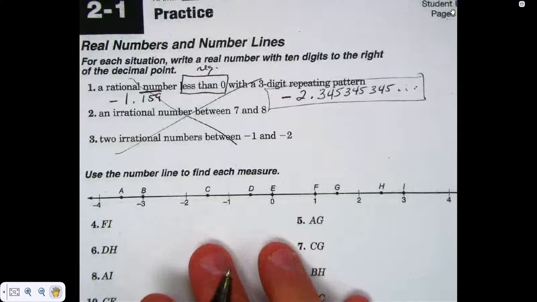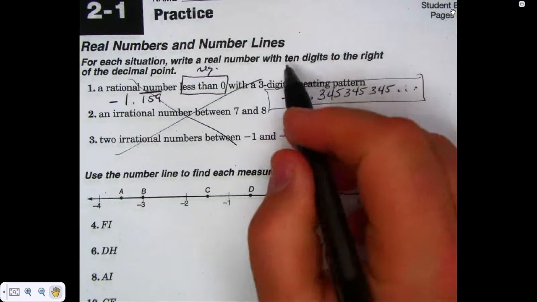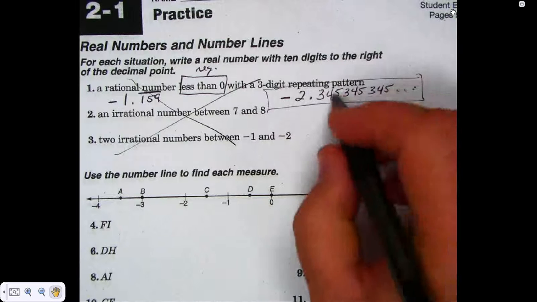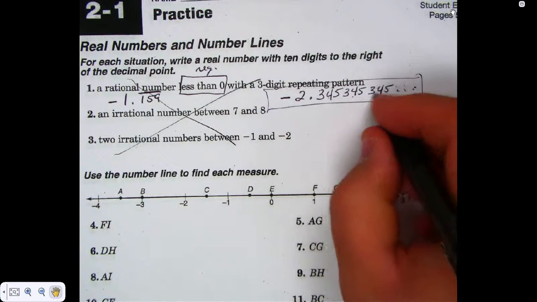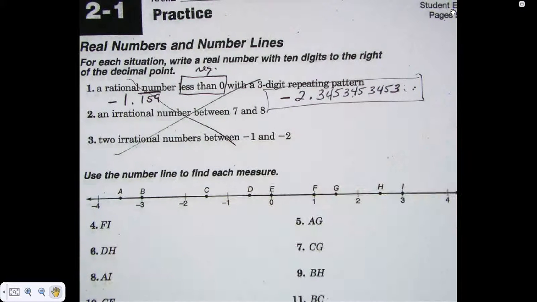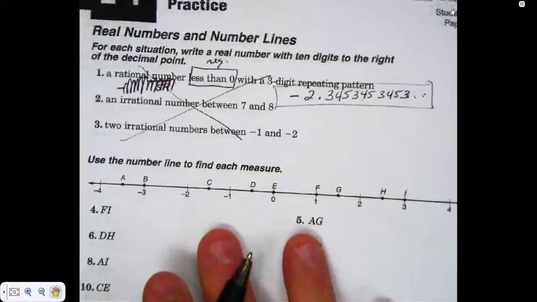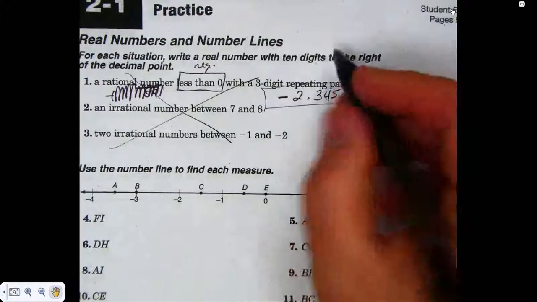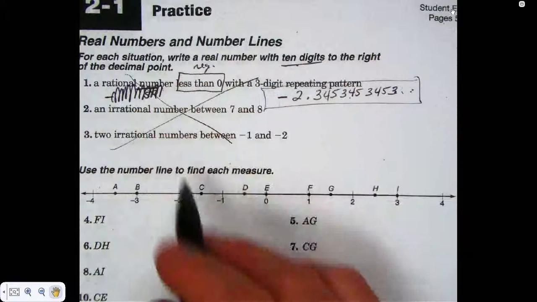Irrational number between 7 and 8. Oh, it asked me to take it to 10 digits, didn't it? So how many did I take this one? So I took it to 3, 6, 9. What should I put here? 3 would be the next one, wouldn't it? So this would actually not be right, because they said to take it to 10 digits, didn't they? Everybody see that? With 10 digits to the right of the decimal point.